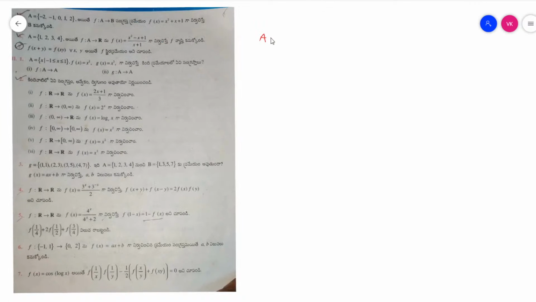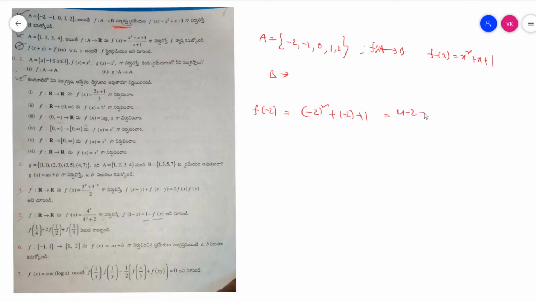A is a set of -2, -1, 0, 1, 2, and f maps A to B, and it is given that f is a surjection. Then f of x is equal to x square plus x plus 1. Then find the B. First of all we have to find f of -2, which is (-2) whole square plus (-2) plus 1. We can write it as 4 minus 2 plus 1. We get 5 minus 2, which is equal to 3.